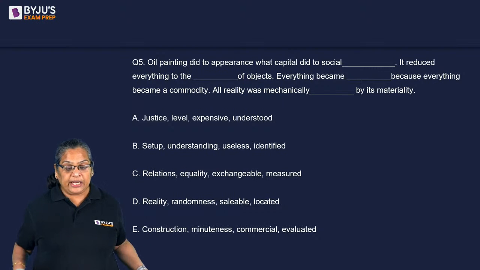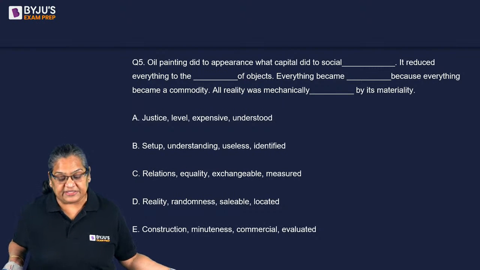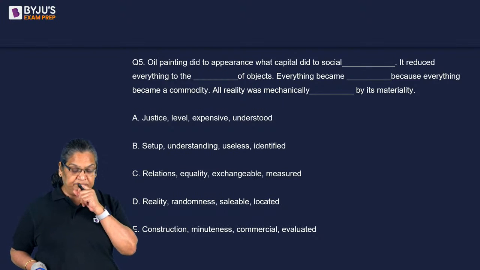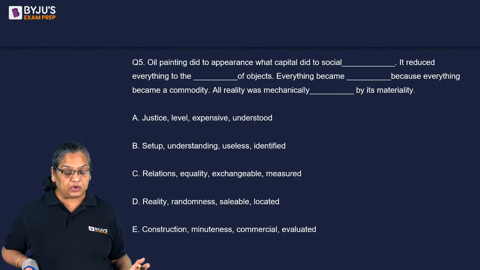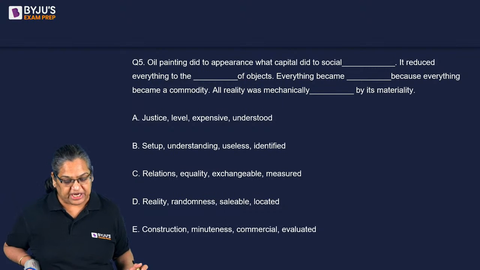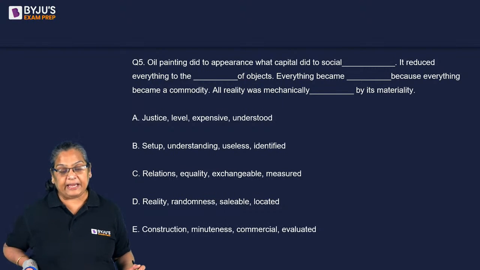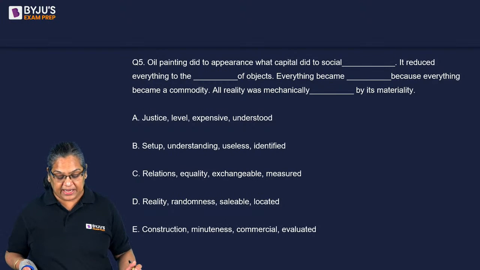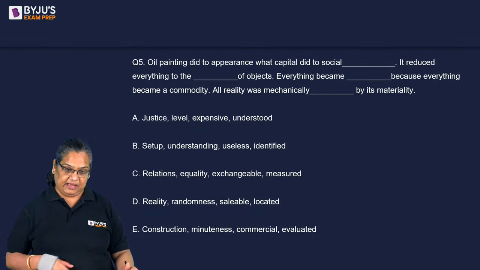Oil painting did to appearance what capital did to social dash. It reduced everything to the dash of objects. Everything became dash because everything became a commodity. All reality was mechanically dash by its materiality.